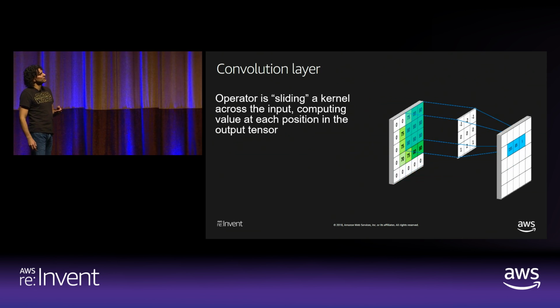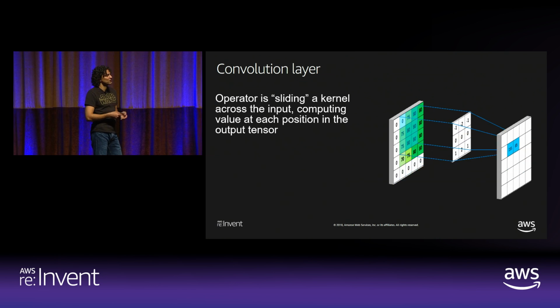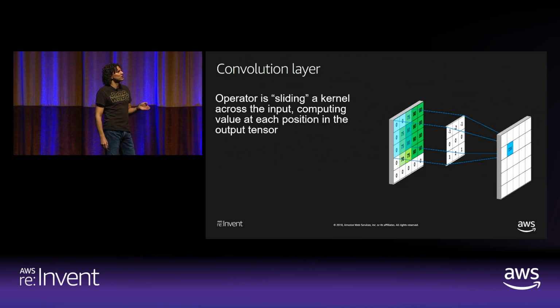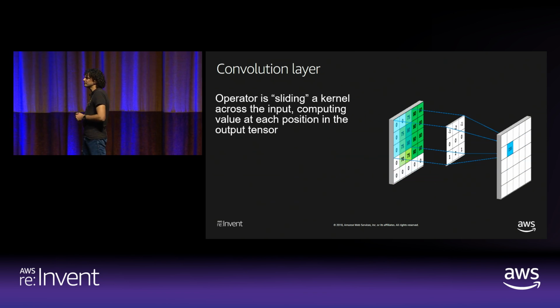And that layer is able this way to take an input of two-dimensional or three-dimensional data. In this example, it's two-dimensional, and output another two-dimensional output.